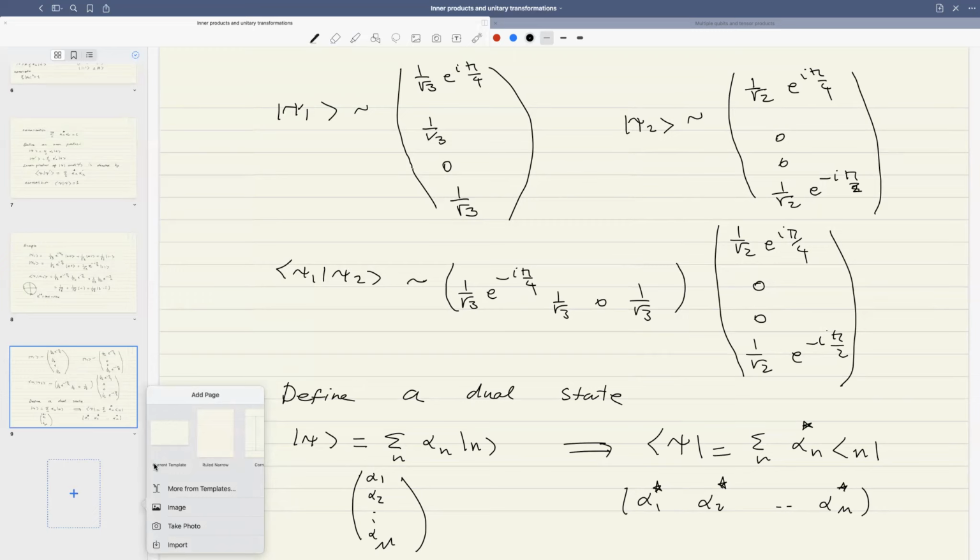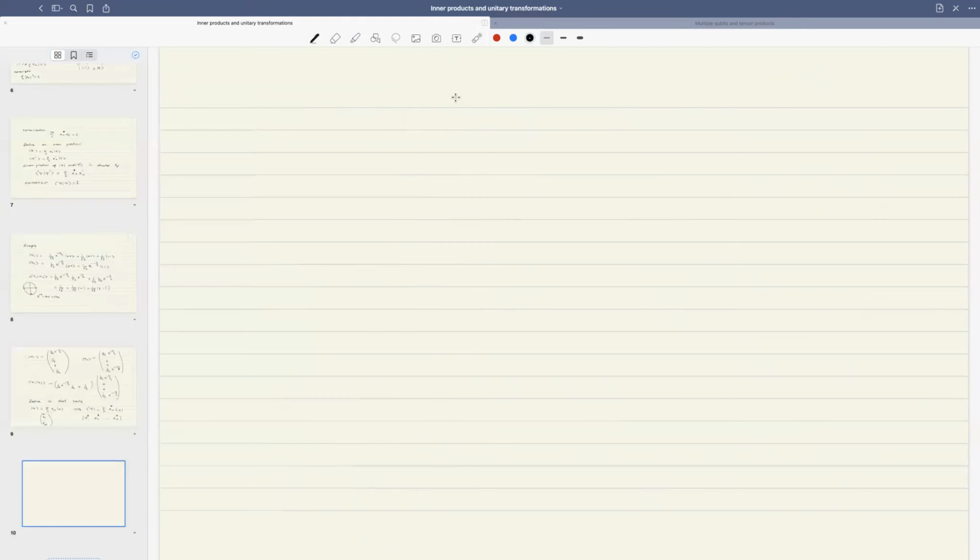So far we've talked about the inner product between two states, and the inner product naturally motivates defining these dual states that allows us to write the inner product as just the matrix product when working with the representation of states in the basis, which is analogous to working with components of a vector in some fixed coordinate system.